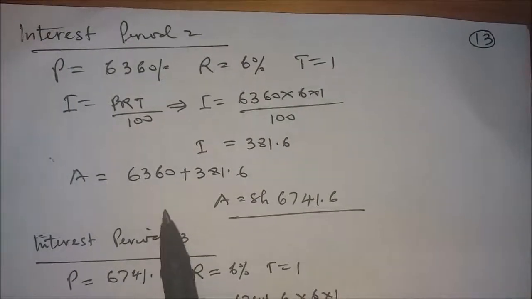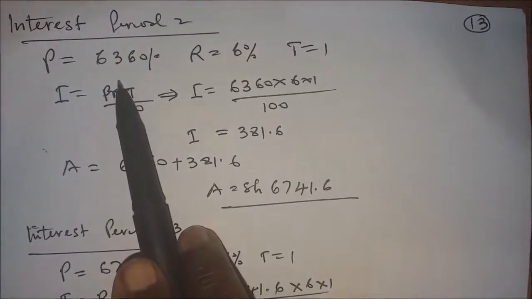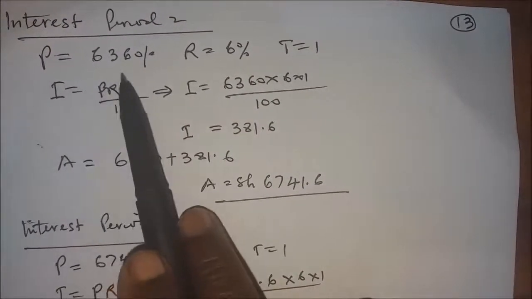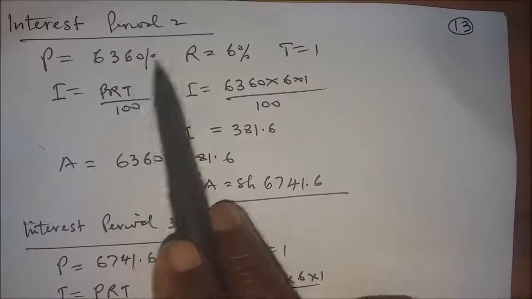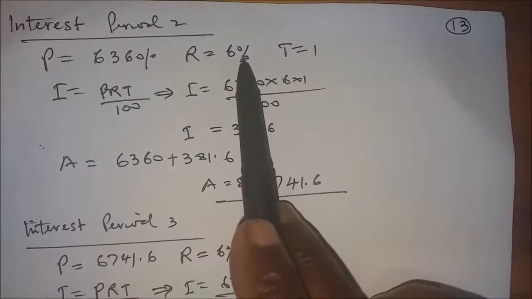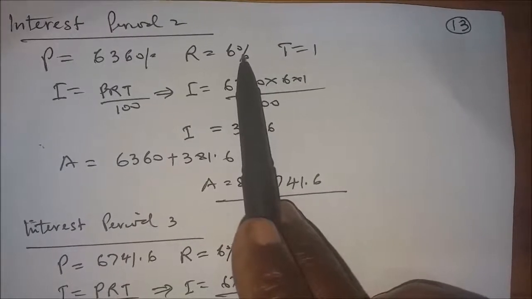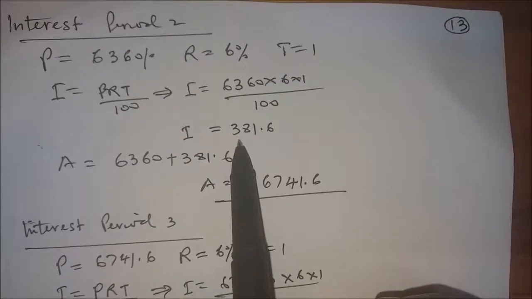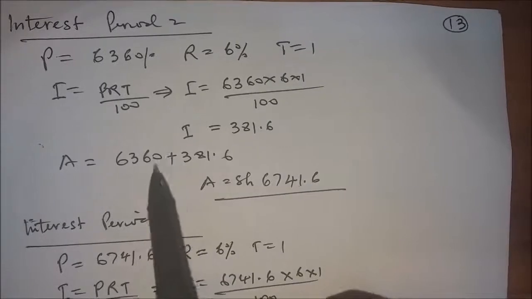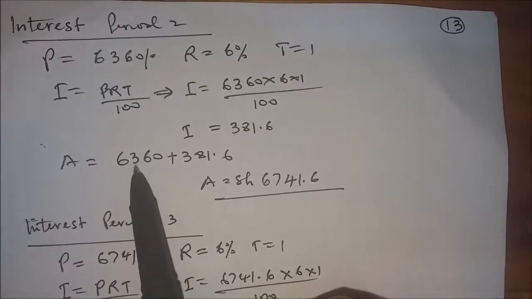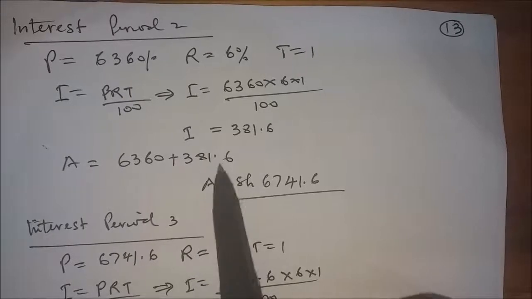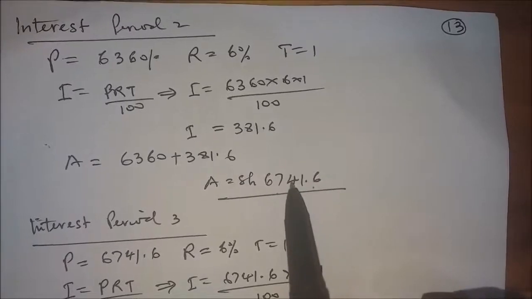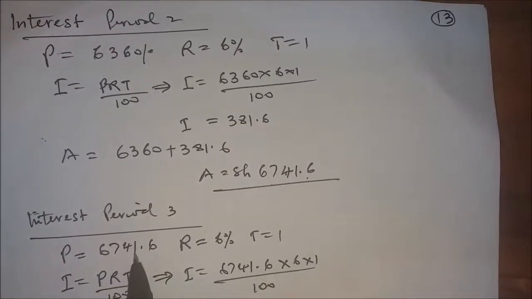The 6,360 is reinvested in interest period 2. So at the beginning of interest period 2, the principal sum is 6,360, once again invested at 6%, because the rate for every half a year is 6%. Now we work out the interest and we get it as 381.6. At the end of interest period 2, the amount is 6,360 plus 381.6, giving us 6,741.6.